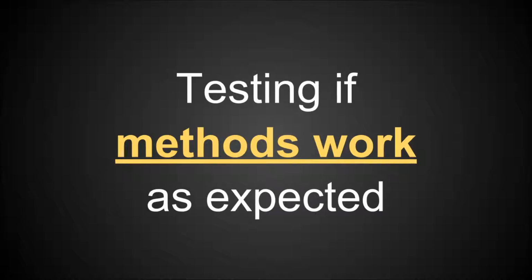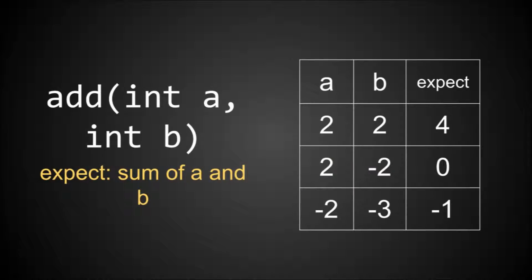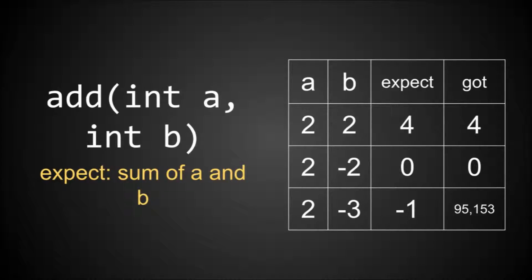So what's unit testing? In Java, it basically means testing if your methods work as expected. Say you have a method called add that's expected to return the sum of its two parameters a and b. You'd simply be testing if it always returns the expected results, according to what parameters you give it. If you got what you expect, it passes the test. If not, it fails. So let's see this in code.